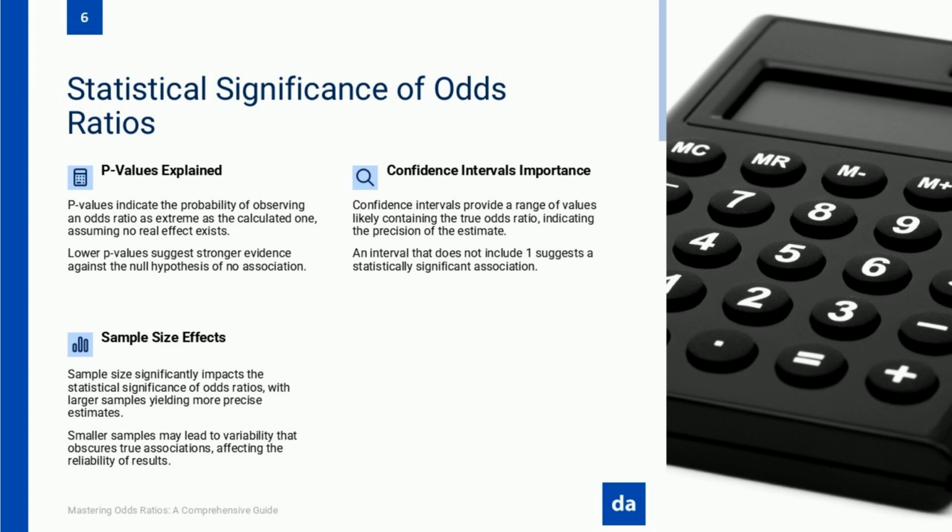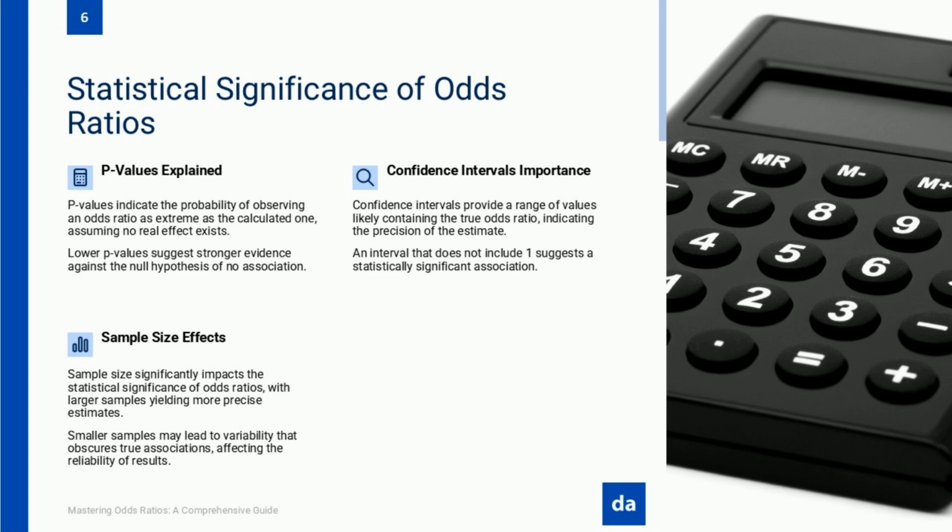However, p-values alone don't tell the whole story. They indicate whether an association is likely to exist, but they don't reveal the precision of our estimate. This is where confidence intervals come into play. A confidence interval provides a range of values that likely contains the true odds ratio in the population. It gives us a sense of how certain we can be about our calculated odds ratio.